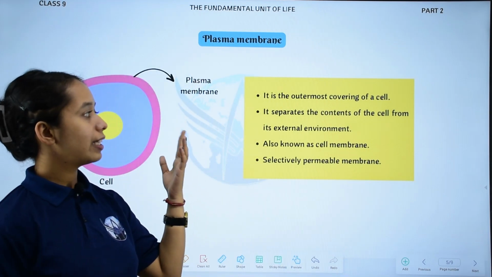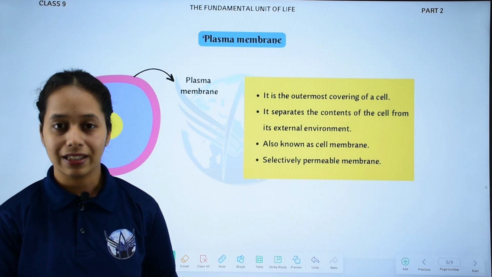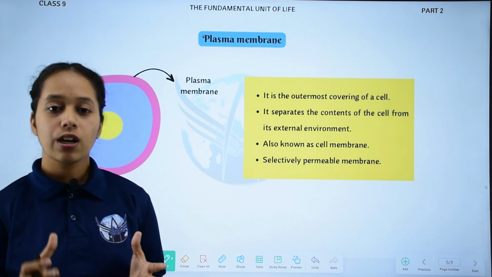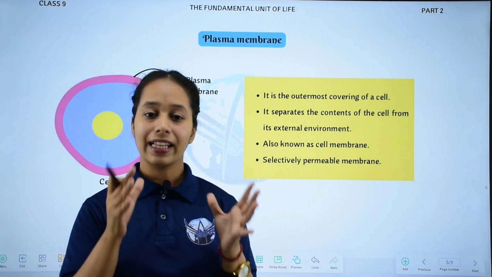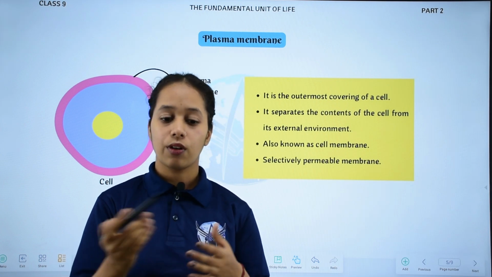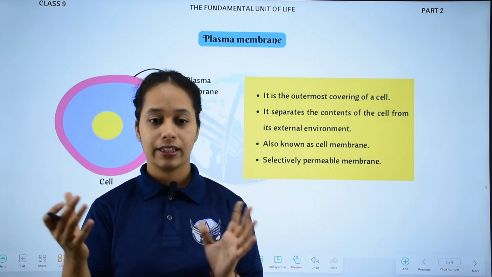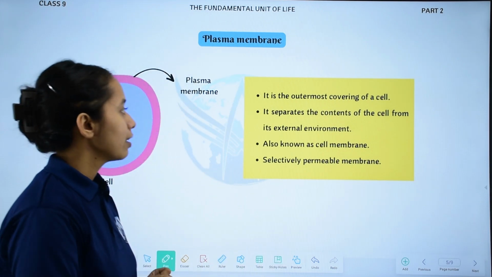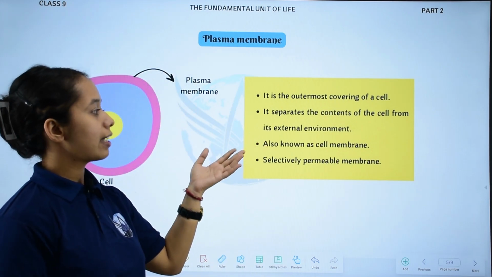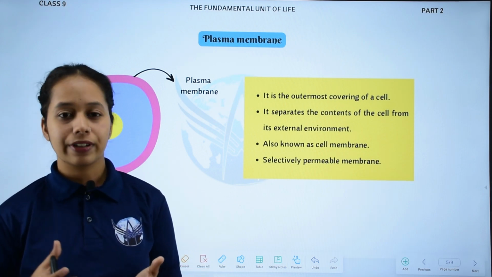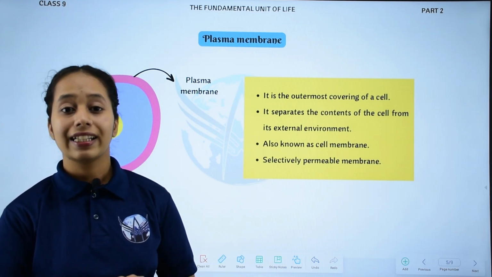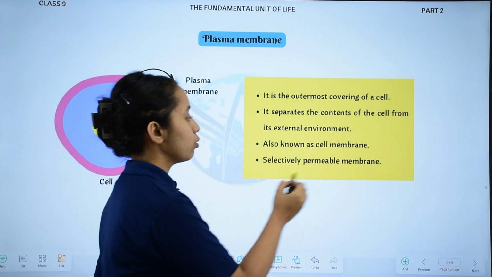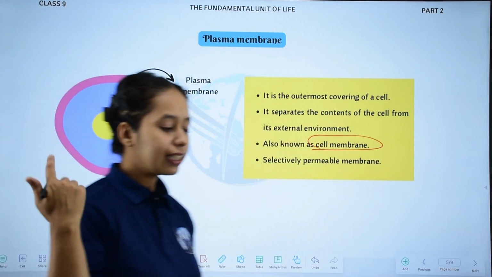So what is the plasma membrane? It is the outermost covering of a cell. This outermost covering will protect the cell, and it will also separate the inside content from the outside content. Okay? So it separates the contents of the cell from the external environment. And since it is separating the inside and the outside of the cell, the plasma membrane is also known as the cell membrane.